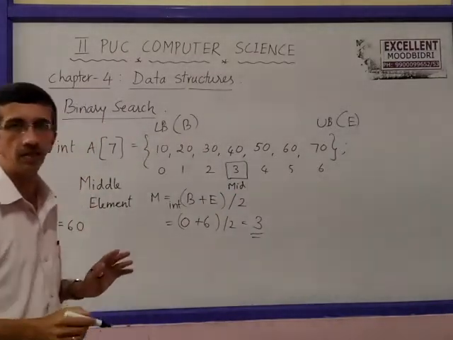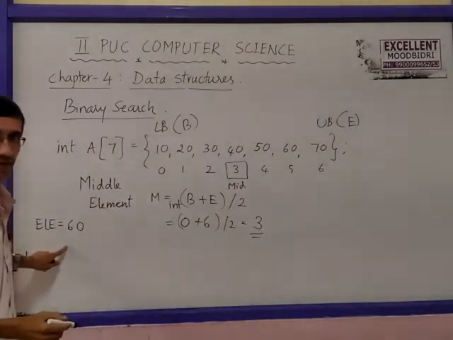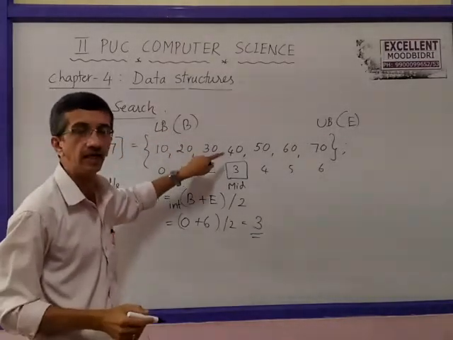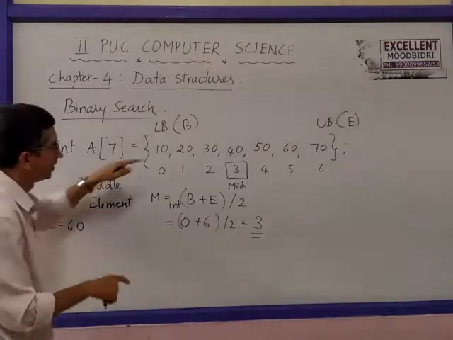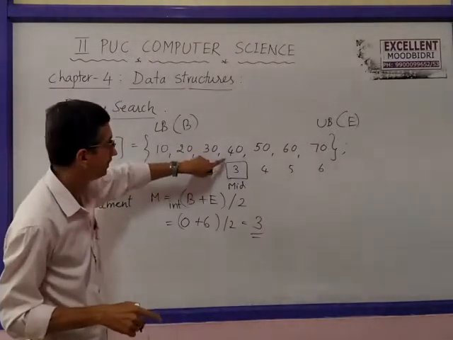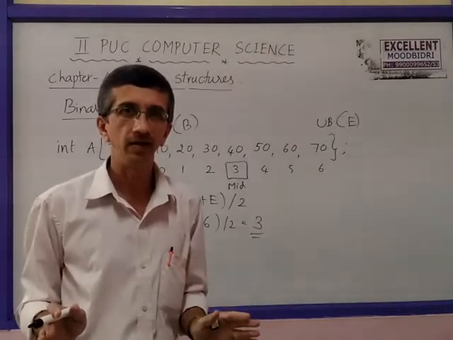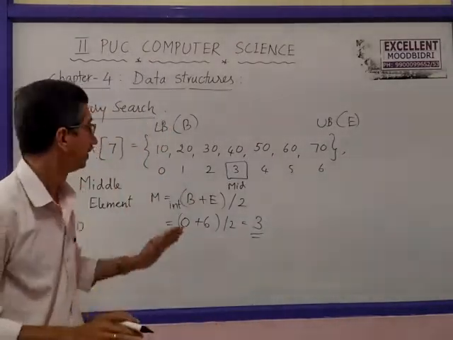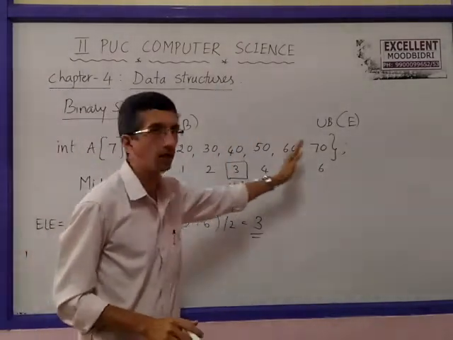First compare the search element with the mid element at the mid index. The search element is 60, the item at the mid is 40. Is 60 equal to 40? No, it is not the mid element. So what do we have to do? Then either we have to search in the lower half or in the upper half of the array.